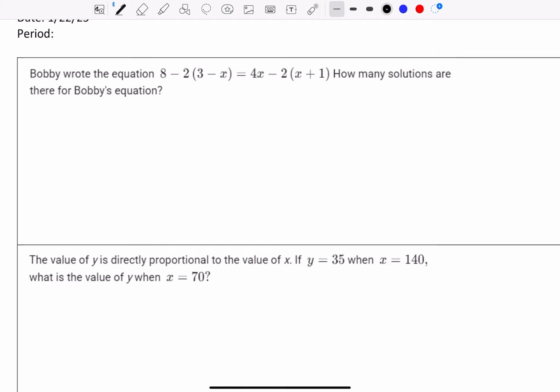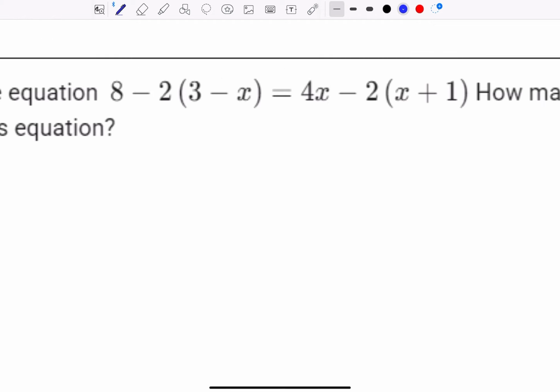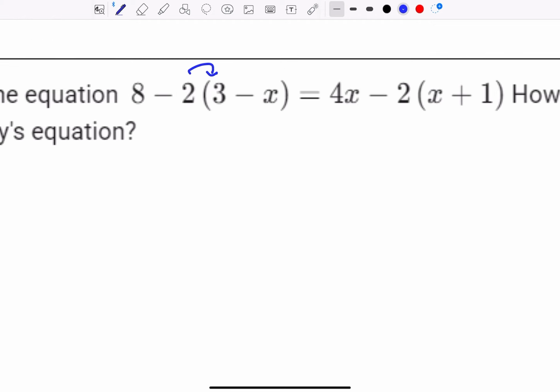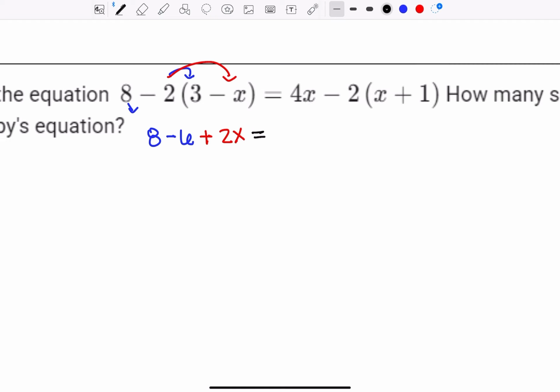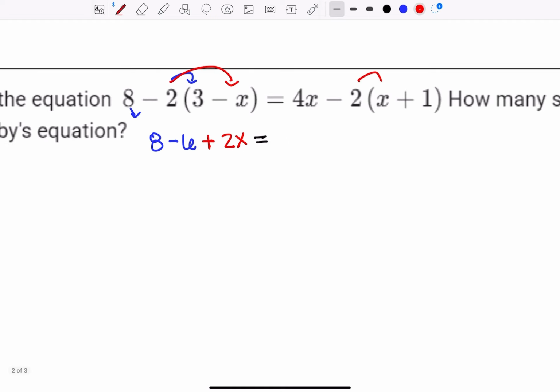So here, same thing. I'm going to distribute because there's a number in front of the parentheses. So I have -6. A negative times a negative is a +2, and then just bring down the x. Don't forget to bring down the 8 because we didn't use it. And then equals. And I'm going to do the same thing. I'm going to distribute. I have -2x. And then I'm going to have a -2. So then I'm going to bring down everything I didn't use.